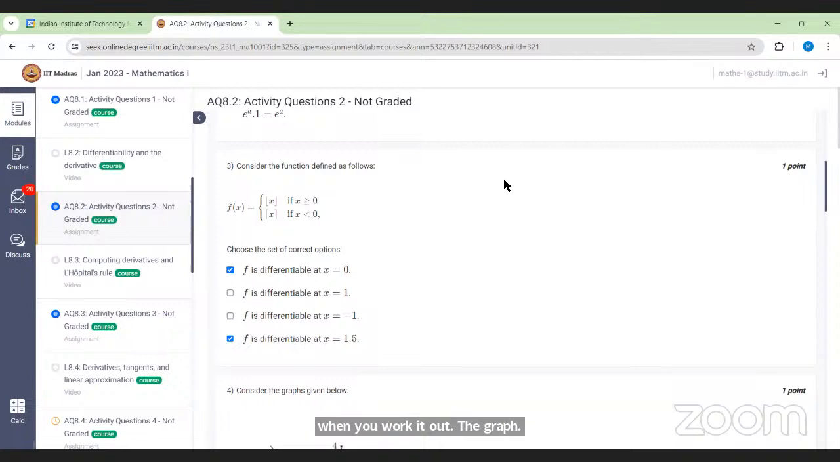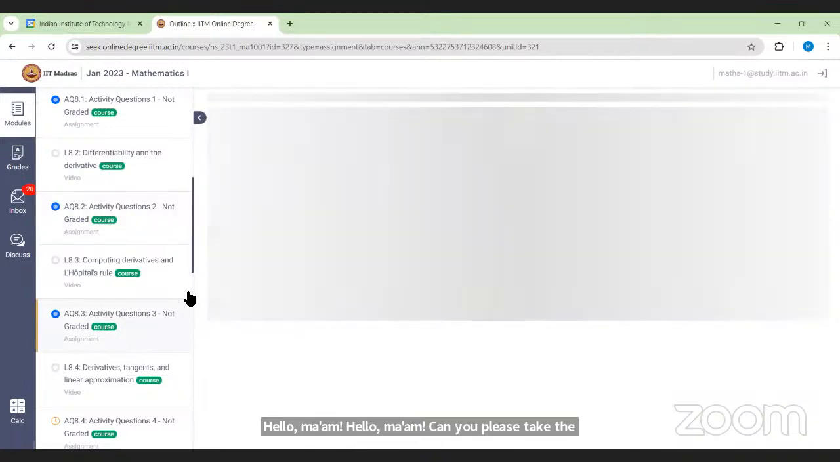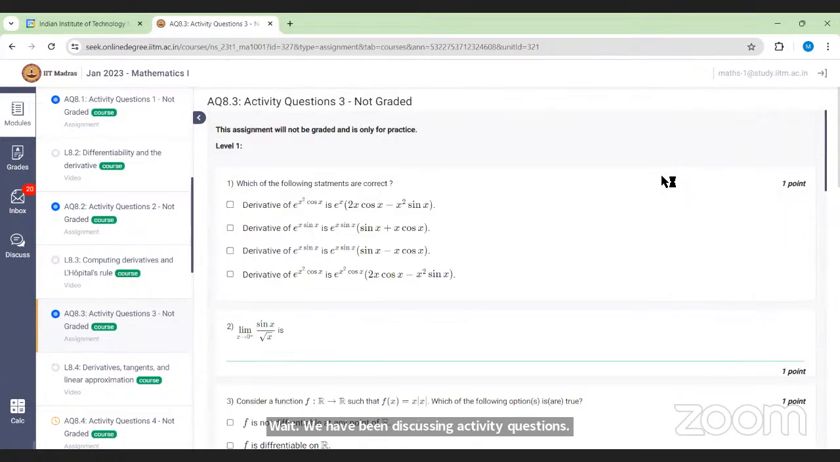Okay, thank you. Sakshi, which question have you done? Yes, ma'am. Thank you, ma'am. Hello, ma'am. Can you please take the practice assignment question? Wait, we have been discussing activity questions. Maybe we will have more sessions. Just one question with one option doubt. Can you please take it?